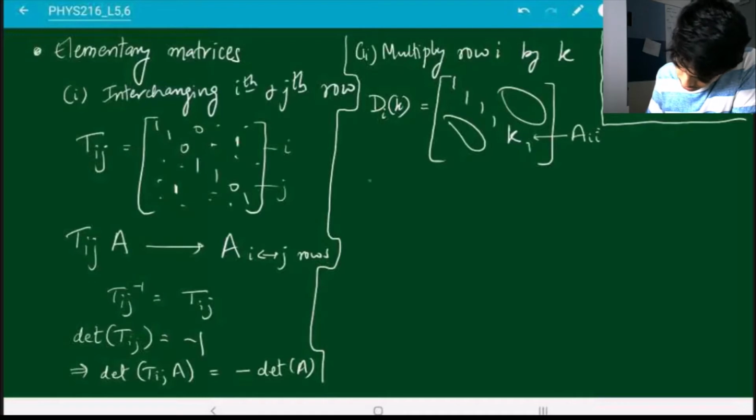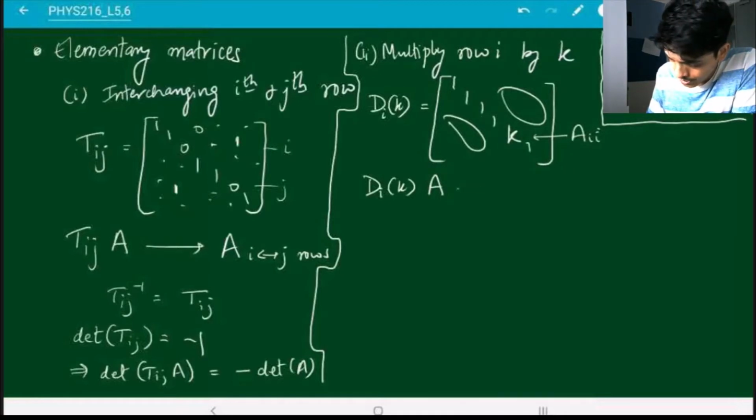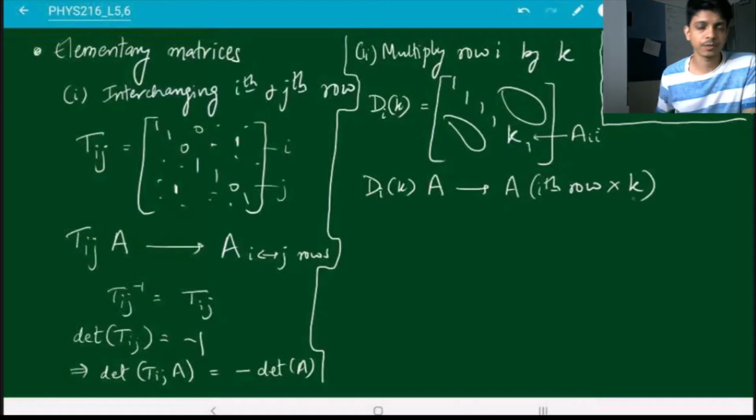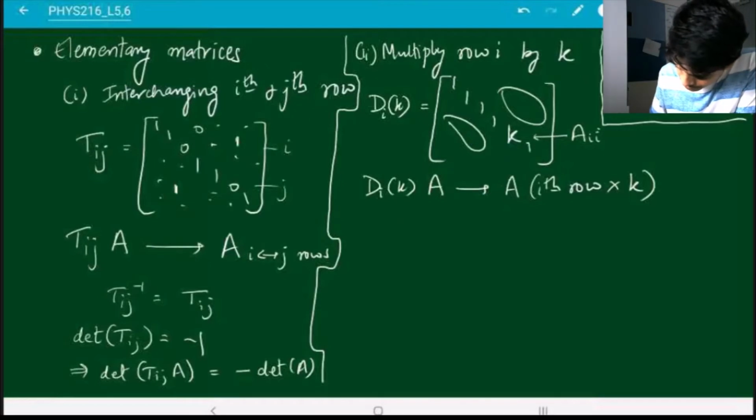So if you do this, Bi(k) multiplied by any matrix A, you will notice that this is the same as A, but with the ith row multiplied by k. You can work it out with any example matrix or any general matrix with elements aij. How would you do that? So Bi(k) is just the identity matrix.